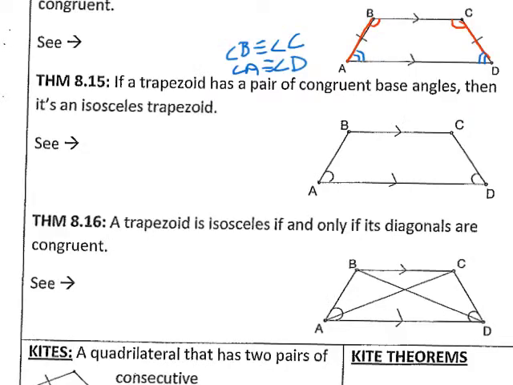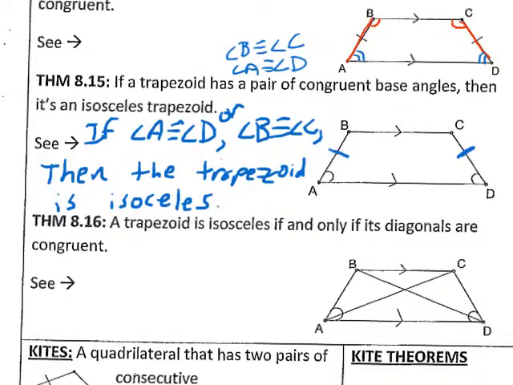And that's it. Theorem 8.15, if a trapezoid has a pair of congruent base angles, then it's an isosceles trapezoid. So this is the exact converse of what we set up above. Okay, so it says this: if I have these congruent base angles, and it only needs one pair, so it just has to be one pair. It could be A and D or B and C. Then I know that I've got an isosceles trapezoid. These two legs are congruent. Okay, and then we could write this. If A is congruent to D or B is congruent to C, then the trapezoid is isosceles.